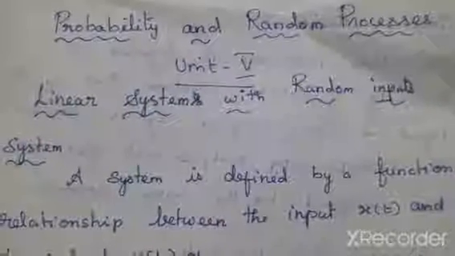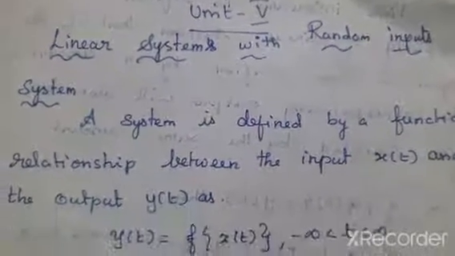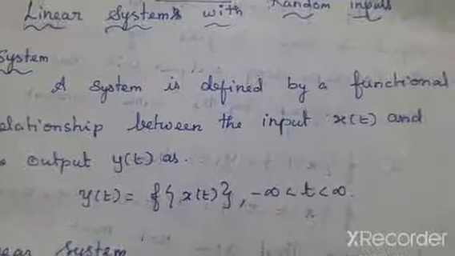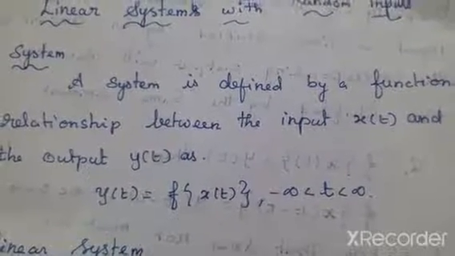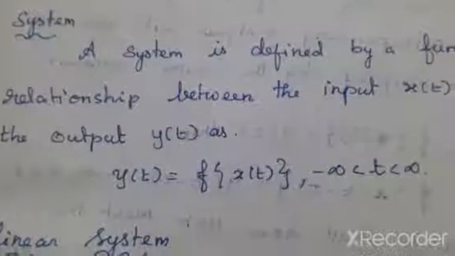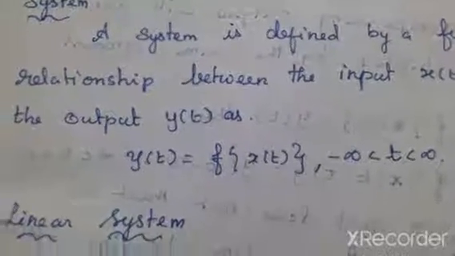Probability and random processes, Unit 5: linear systems with random inputs. The system: what is a system? A system is defined by the functional relationship between input x of t and output y of t as y of t equal to f of x of t, for t from minus infinity to infinity.